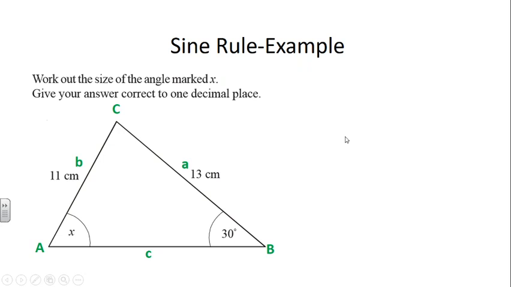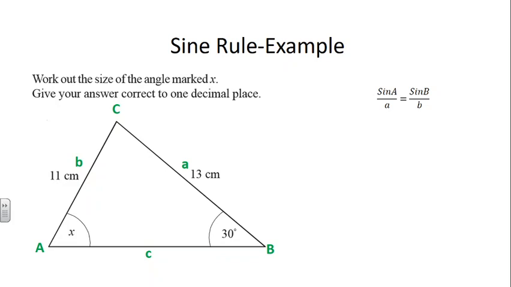We're going to look at an example of how we could use the sine rule to work out a missing length. First of all, notice we can use the sine rule because we've got the 11 matches up with the 30 and the 13 matches up with the x. So we're trying to work out an angle, which means we need to use the rule where the angles are on top. First bit is substitution.